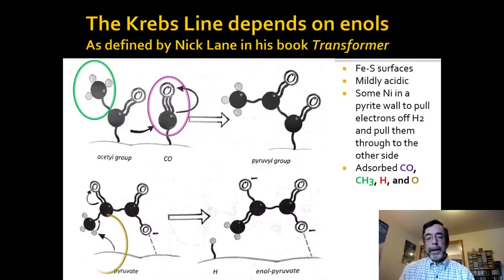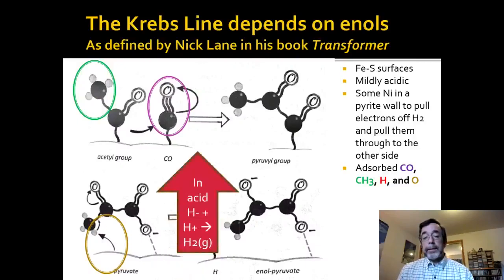If you can pull off that one hydrogen, the CH3 can turn to a CH2, and you can make the enolate version of pyruvate. That's the thing in the lower corner, enol pyruvate.